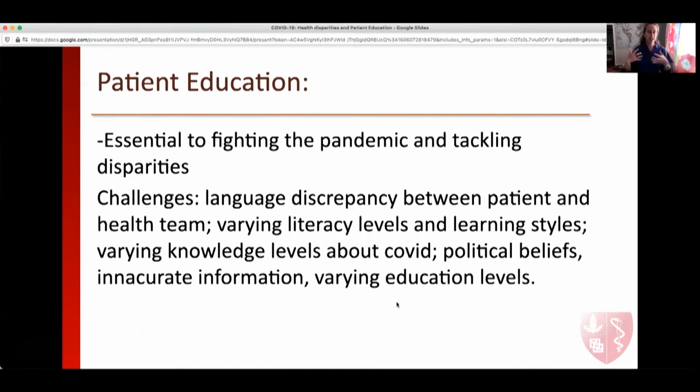Patient education is a natural fit with health disparities. We do not have a cure for COVID-19 yet. I can't give patients a pill. The best thing I can give them is knowledge so that they can take care of themselves. There are challenges. I don't always speak the same languages as the patient. People have varying literacy levels. They learn different ways. Some people know a lot about COVID. Some people don't. There's a lot of misinformation out there.